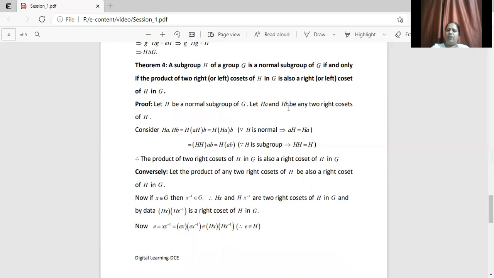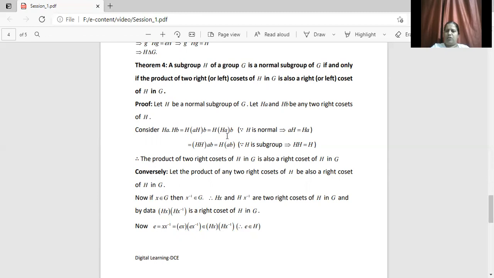For that, we'll consider H as the normal subgroup of G, and we will have two right cosets, Ha and Hb, any two right cosets of H. Next, we'll consider the product of these two right cosets: Ha into Hb is equal to H into aH into b, and that is equal to H, aH is written as Ha, because H is a normal subgroup of G. When H is a normal subgroup, it means left coset is equal to right coset. It satisfies that condition. Hence, here aH can be written as Ha.